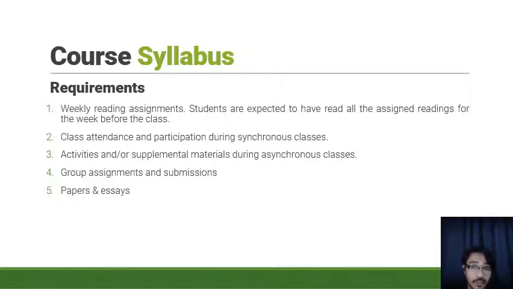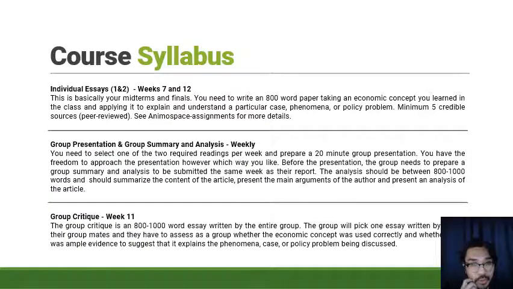Fourth, you have your group assignments and submissions and your papers and essays. Okay, and I'll go through the last two items, the group assignments and the papers and essays. Now, all right, so essentially you have 5 assessments for the semester. You have 2 individual essays, a group presentation, a group summary and analysis, and a group critique essay. Okay, so let's go through each one of these assessments.